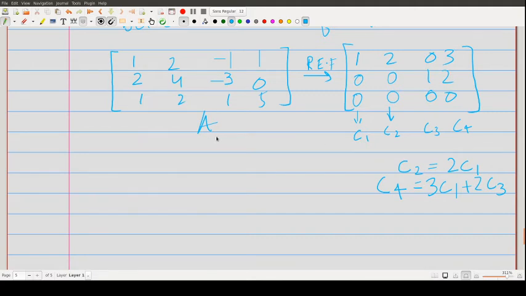Now these relationships are exactly the same, even though they have different column spaces. The column space spanned by this matrix will be different than the column space spanned by this one, but the relationships between the columns are the same. If I call the columns I'm picking D1, D2, D3, D4, then D2 equals 2 times D1, and D4 equals 3 times D1 plus 2 times D3.